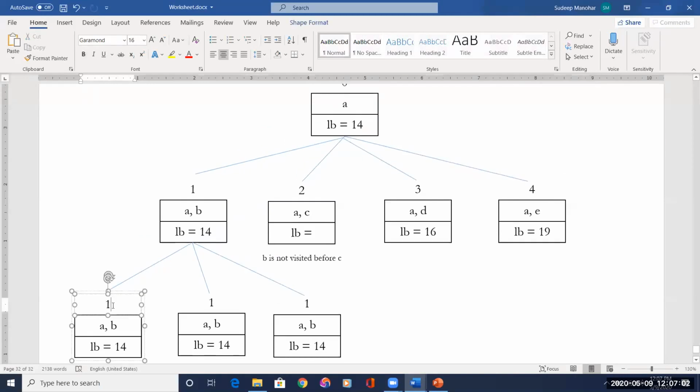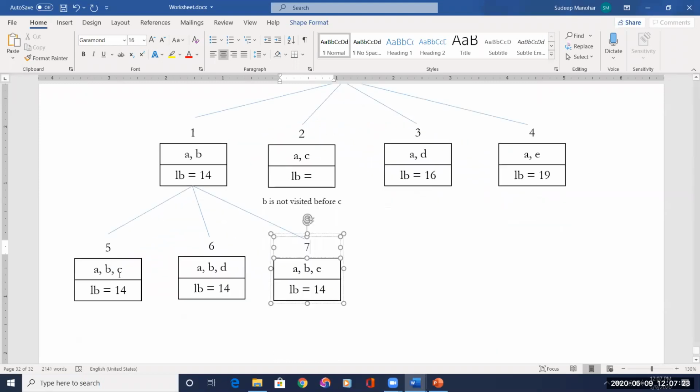Okay, this is node number 5. What are the options? From A, B, you can reach C, one option. This is node number 6. From AB, you can reach D, one more option. And from AB, you can reach E. This is the other option. 5, 6, and 7. Now to calculate the lower bounds for this.